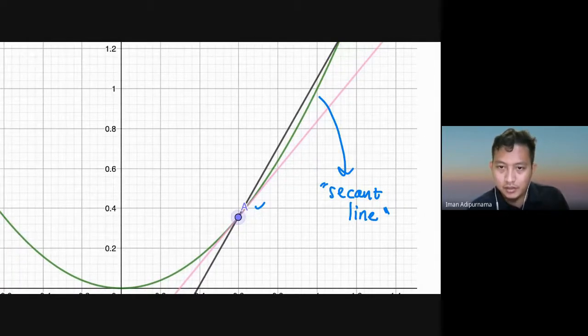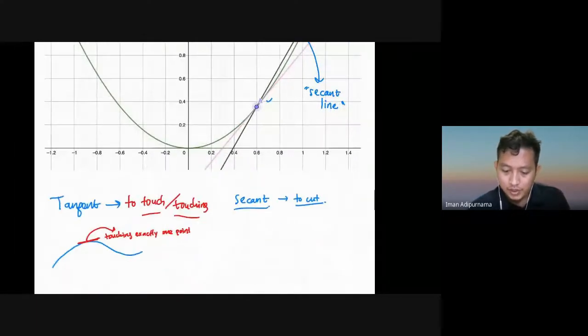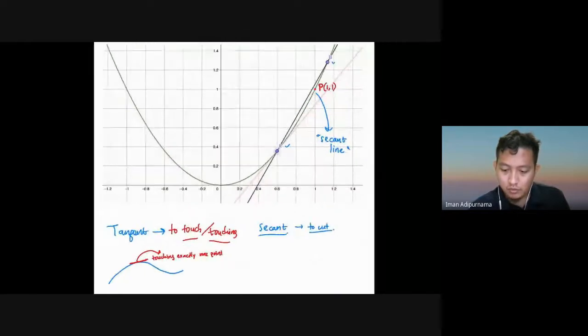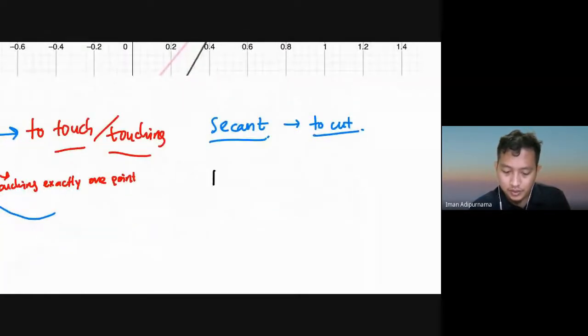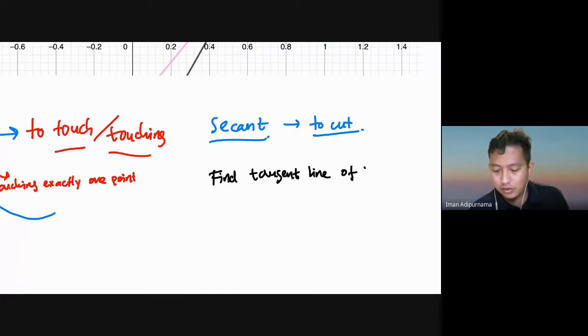Let me make a point here. Let's say point P. This is at 1, 1. That's P (1, 1). So find the tangent line of these equations at P.